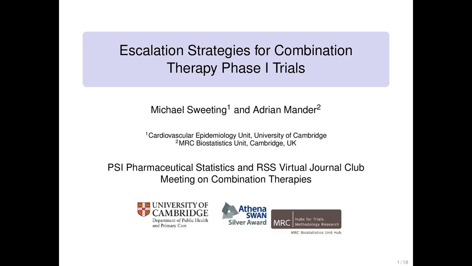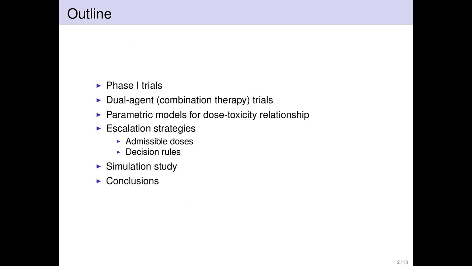So just to move on to slide 2, this is the outline of my talk. I'm going to first of all start by just talking a bit about phase 1 trials, and then how dual agent or combination therapy trials differ and how the aims and objectives of these trials may differ. I'm then going to present 2 possible parametric models that we might want to consider when modelling a dose-toxicity relationship. But the main focus of this talk is on how we might escalate during a phase 1 trial and what the strategies are in combination trials.